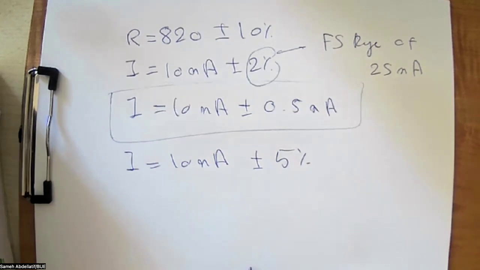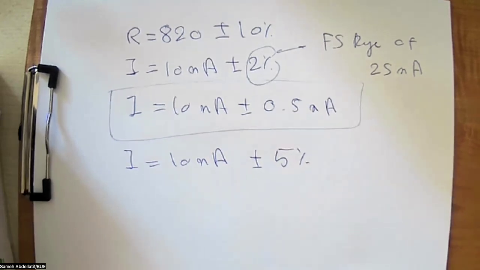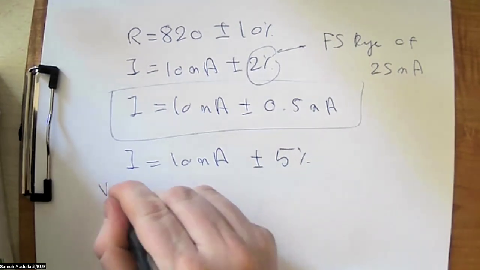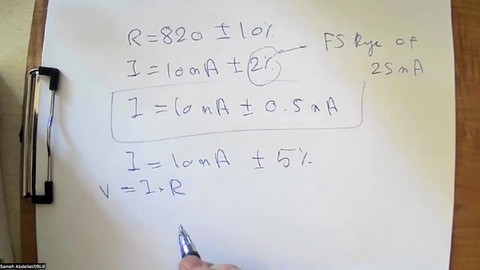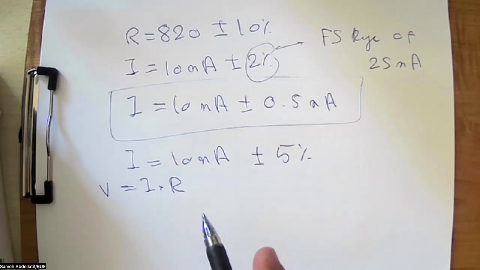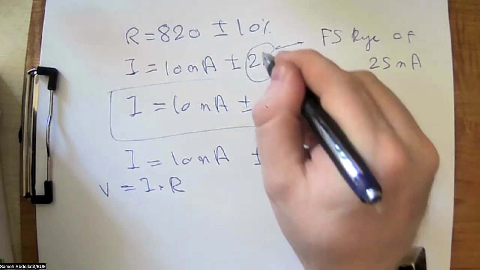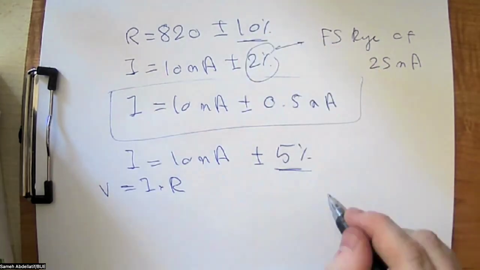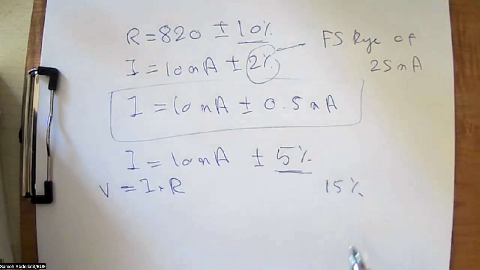Now, if we would like to calculate, the question asks for the voltage and the power. If we calculate the voltage, V equals I times R. As we already understand together, whenever we have a multiplication, this ends up as a summation of the relative errors. So we have 5% here and 10% here, so the overall error is 15%.